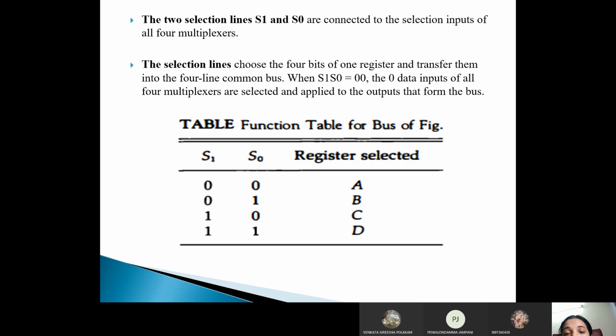So this is the table. If you take the bus input values 00, we select register A. If the input value is 01, we select register B, and if you use 10, we select C. If you have 11, we select register D. So this is the table form of the bus.